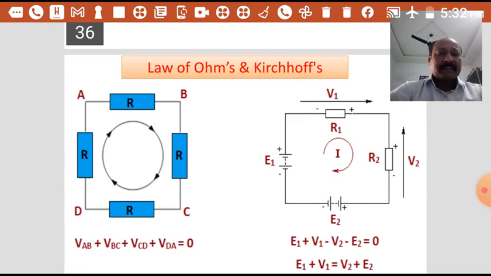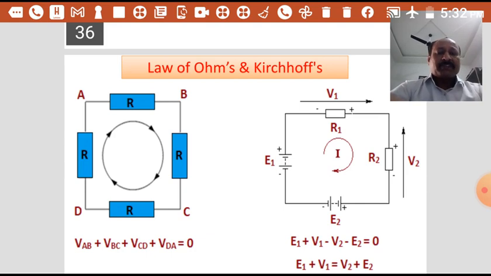So I am assuming the voltages across the resistances are VAB, VBC, VCD and VDA. What are VAB, VBC, VCD and VDA? These are the voltage drops across AB, the first resistance R, across BC, the second resistance R, across CD, the third resistance R, and across DA, the fourth resistance R. So the addition VAB plus VBC plus VCD plus VDA equals 0.